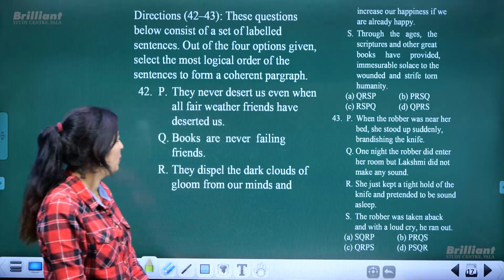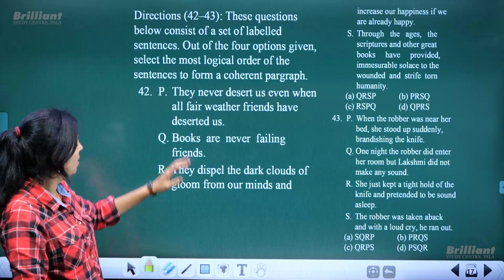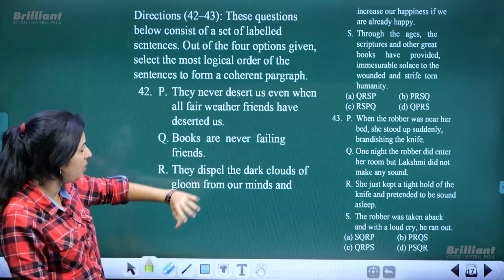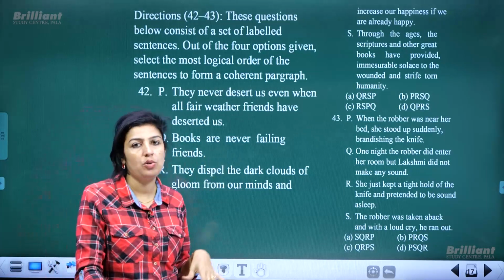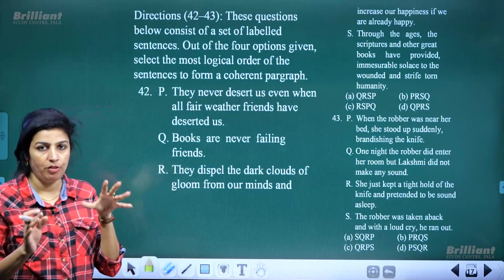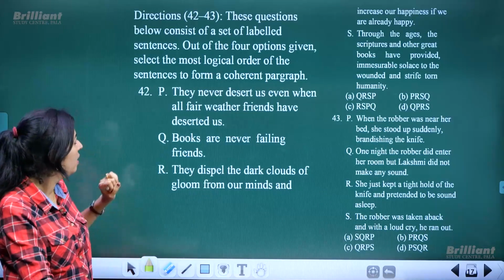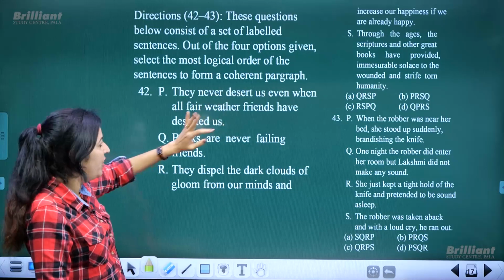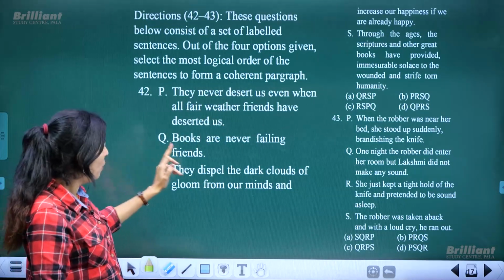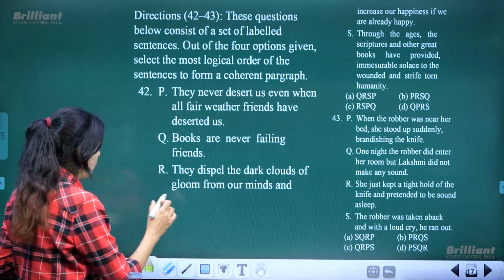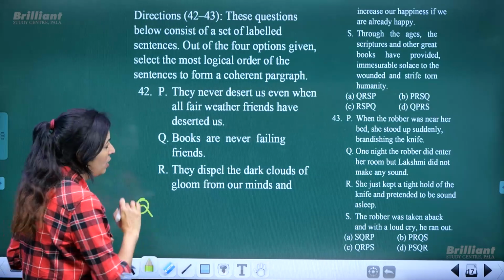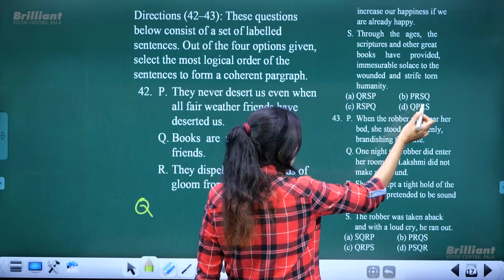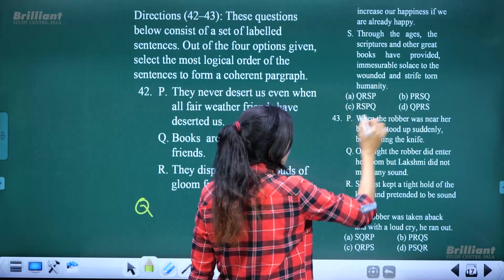Now, next, as usual, we have two questions where the sentences are given in a jumbled way, and if you rearrange those sentences, you will get a meaningful passage-like structure. Both are quite simple. "They never desert us." So we cannot start with P. "Books are never failing friends." So we can start with Q. How many options are there with Q? The rest you do not have to focus on. Two are there with Q.